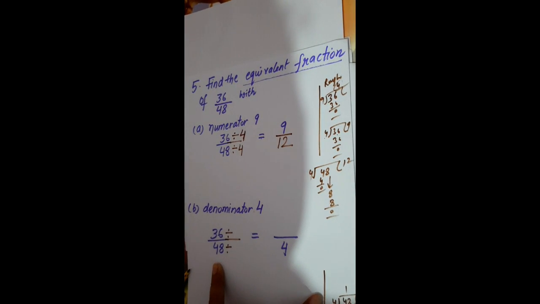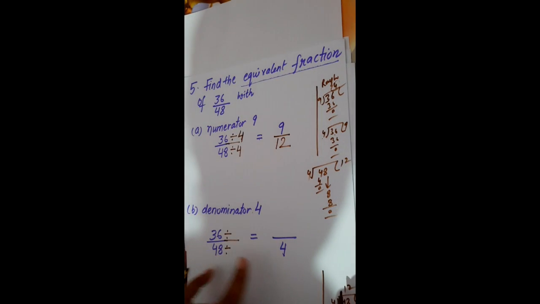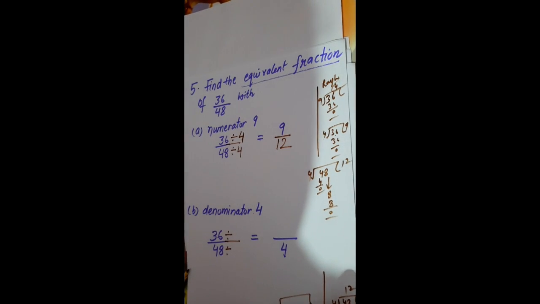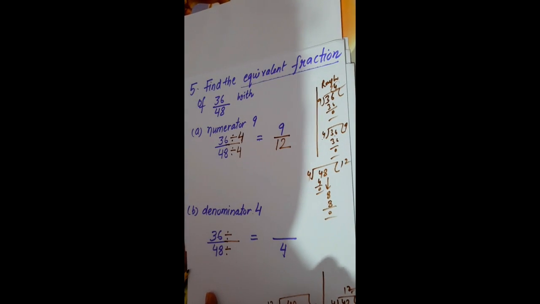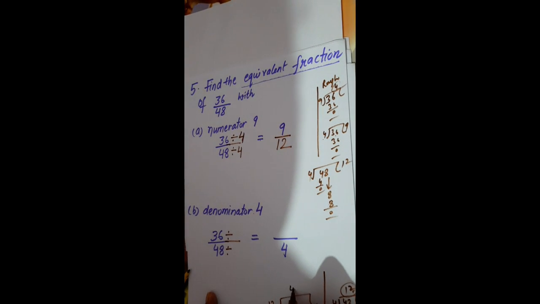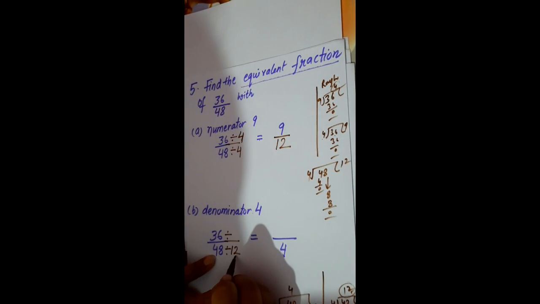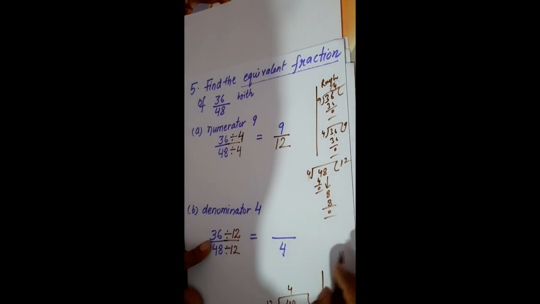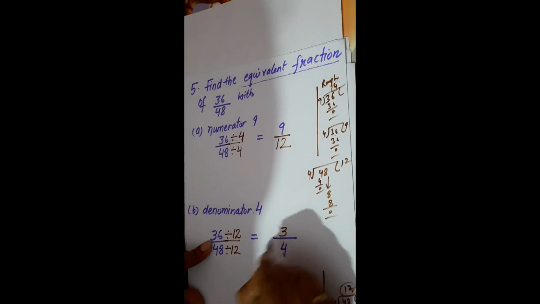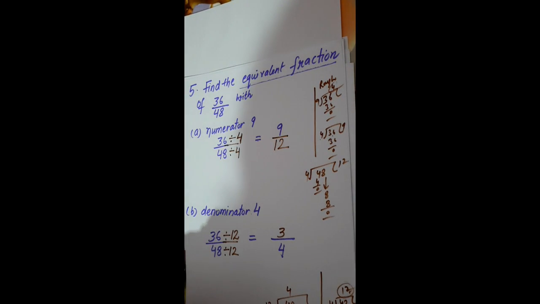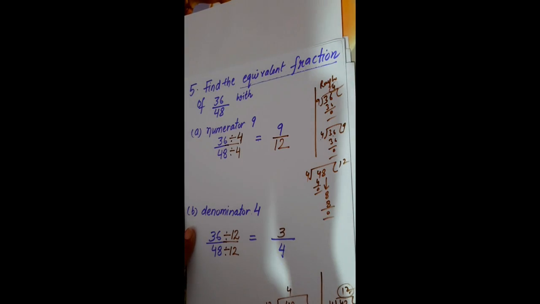For the convenience, I just divide this denominator by 4. 4 1s are 4. Here we'll get 4 2s are 8. When I divide both the numbers, I will get 12. It means when I divide 48 by 12, I get 4. 12 4s are 48. So I just write 12 over here. If I am dividing by 12 in the denominator, I have to divide 36 by 12. If I divide 36 by 12, I will get 3. So this is your equivalent fraction. In this I found the equivalent fraction by dividing. So this is all with question number 5.